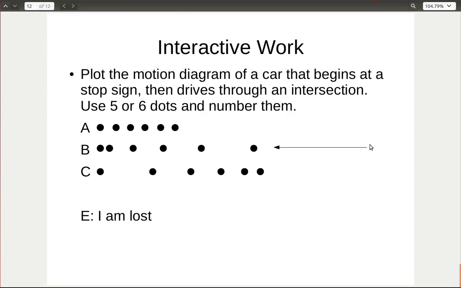3, 2, 1. The answer is B. So the idea here is you're at the stop sign, and as you press on the gas, initially your car is moving slowly, and so it doesn't cover a lot of distance every 1/10 of a second. And so the dots will be somewhat close together. And then as you move through the intersection, you cover more and more distance, and so the dots will get farther and farther apart. The other options, A and C, don't describe that process. They describe something else.